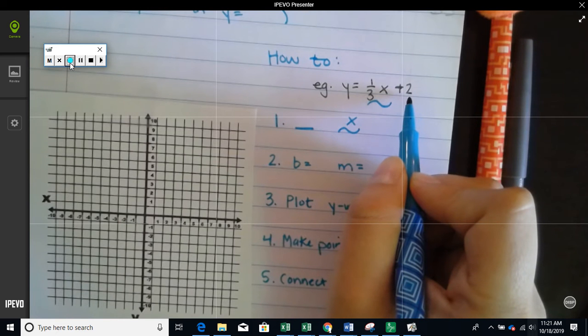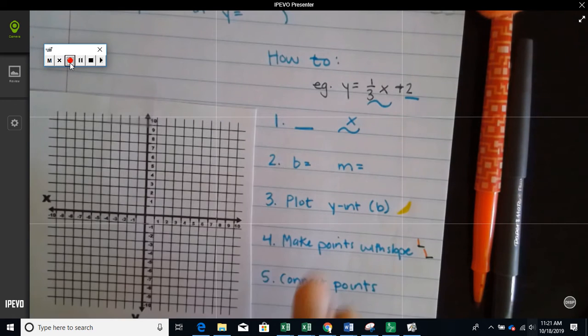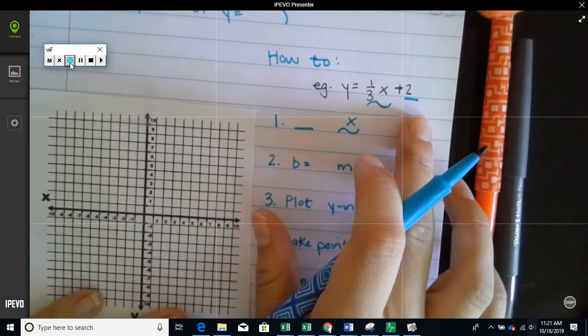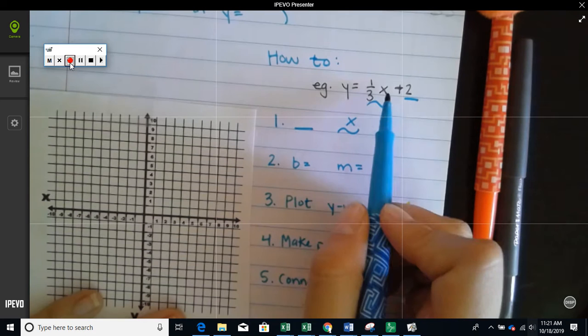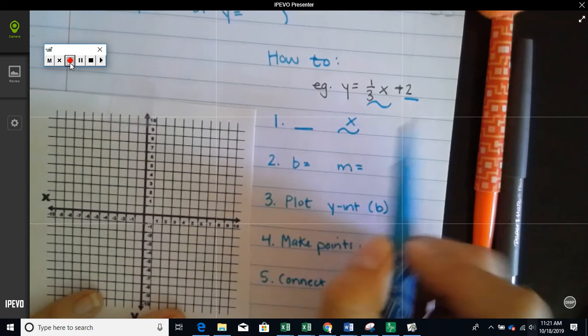The 2, Jamarian, does not have an x, so I underline. It's not about the order. It's not always squiggly first. It's not always underline first. You have to look for the one with the x, you squiggly. The one without the x, you underline. So we did the first step.